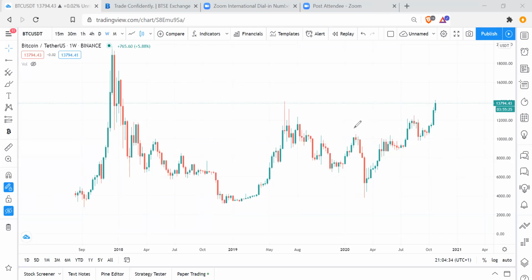So this is our lower high. This is our lower low. And then we have a push to the upside. Did it break? No, it didn't. It gave us a lower high.